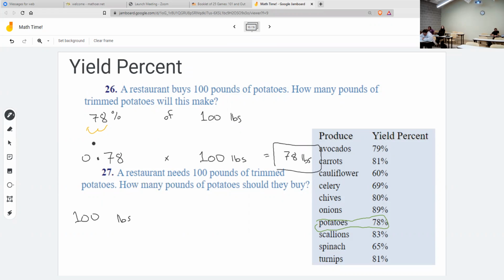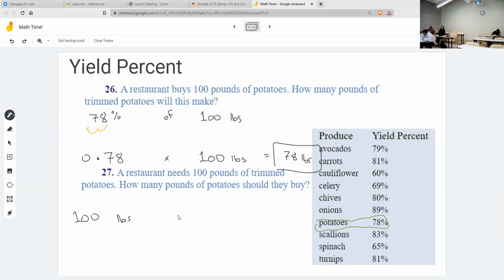now, if I multiply by 0.78, it's going to get smaller. I don't want that. I want to overshop. I want to buy more than 100 pounds of potatoes. I need to do the opposite of what we did before. So what's the opposite of multiply? Divide. So I will divide.